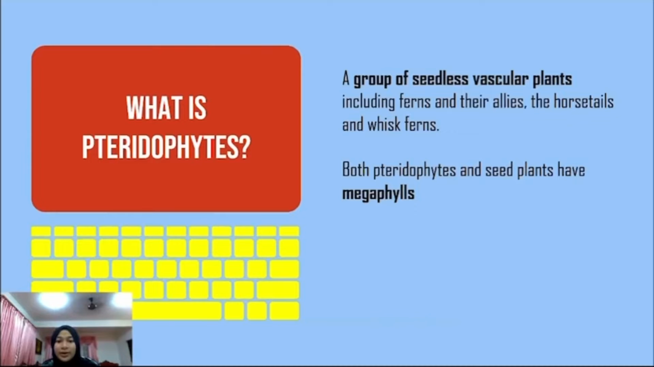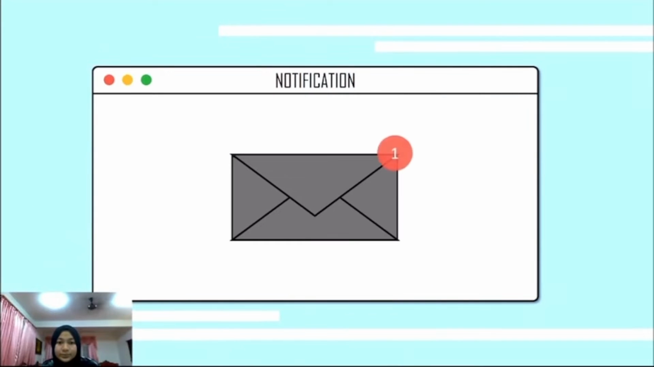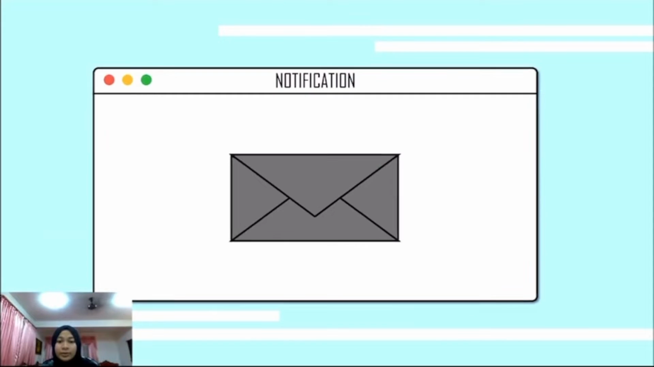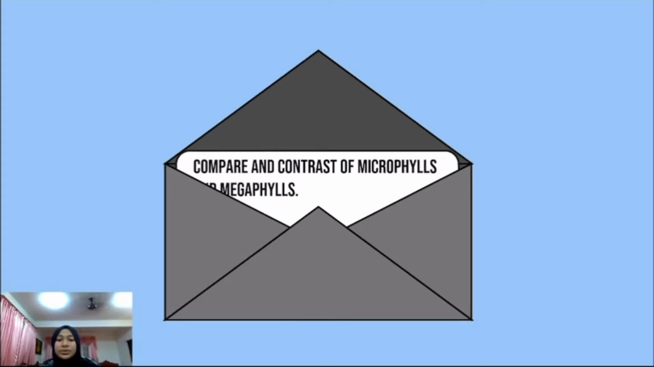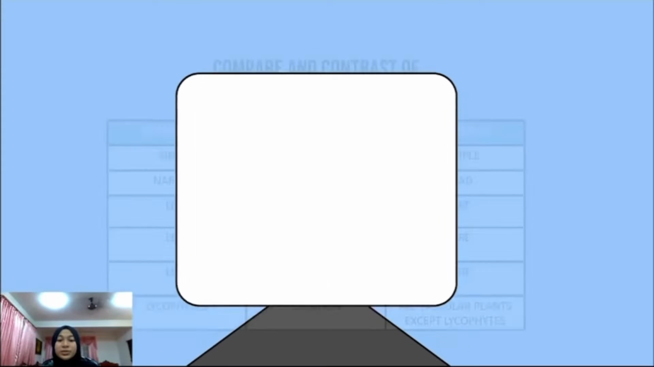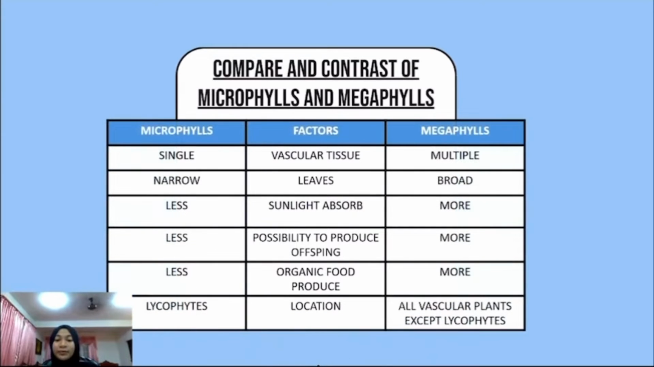So, what is pteridophyte? Pteridophyte is a broad term used to describe a group of seedless vascular plants including the ferns and their allies, the horsetail and whisk fern. Both pteridophytes and seed plants have megaphyll. Before we get into the types of pteridophyte, I will explain to you the differences between microphyll and megaphyll.